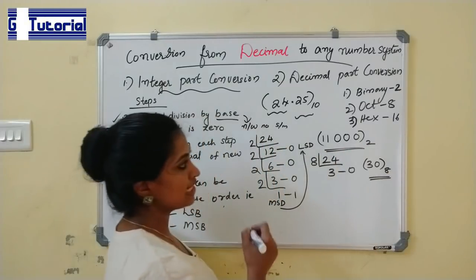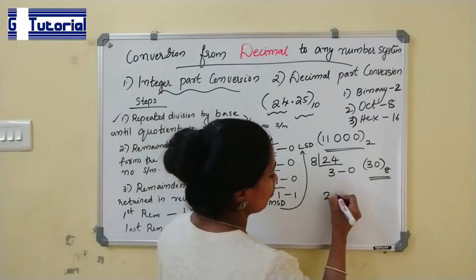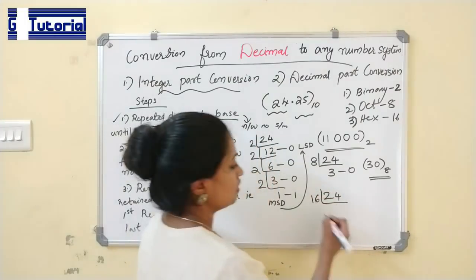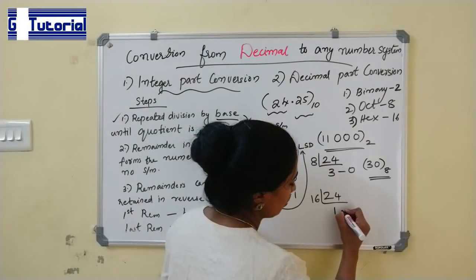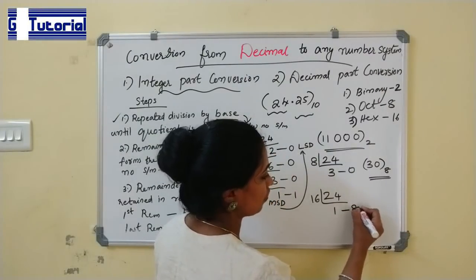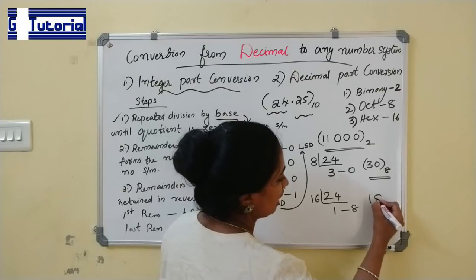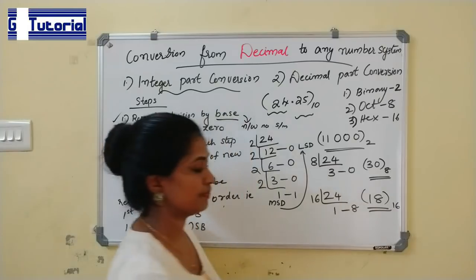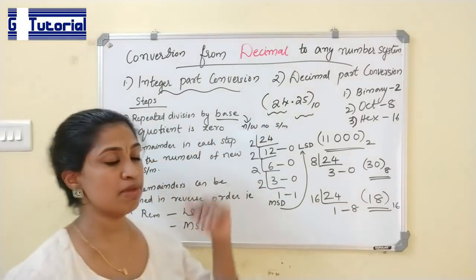Next is hexadecimal conversion. So 24 has to be divided by 16, which is the base of hex. 16 goes only once in 24. So 1, and remainder is 8, since 16 plus 8 is 24. So 18 is the equivalent number of 24 in the hexadecimal number system. Now we can see the decimal part conversion.